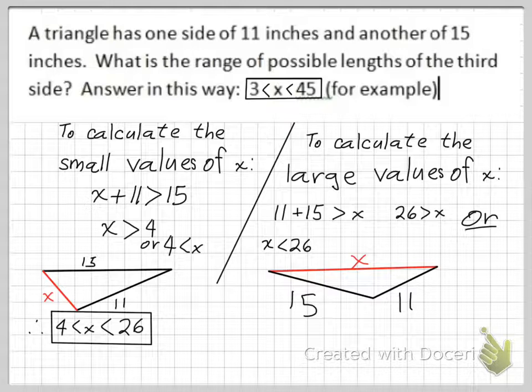So here's a quick and dirty way of figuring this out. Maybe you've noticed, to find the small number, you go 15 minus 11, which is 4. And then you go 15 plus 11 to give you 26. So you just take the two values, subtract them to get this value and add them to get that value, and x has to be somewhere in the middle of that.